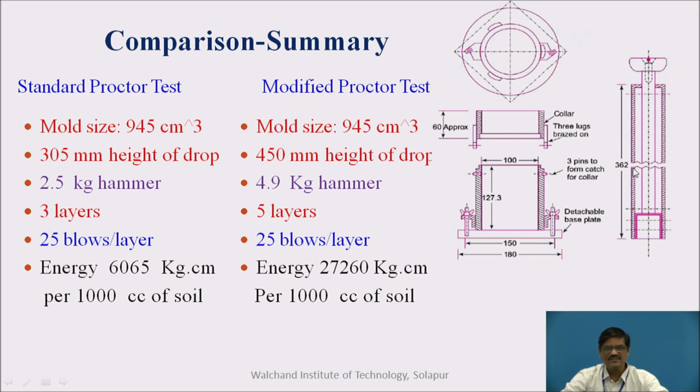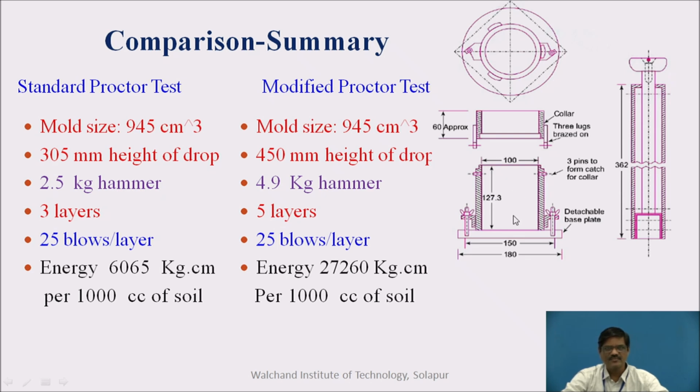The major difference is the height of fall of the weight. This is a rammer wherein a specific amount of weight is allowed to fall through a certain height. For the standard Proctor test this height is 305 mm, whereas for the modified Proctor test the height of fall is 450 mm. The rammer weight is also different. For the standard Proctor test the rammer weight is 2.5 kg, whereas for the modified Proctor test it is 4.9 kg.